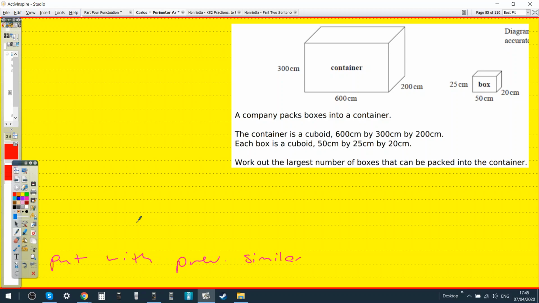Company packs boxes into a container. Work out the largest number of boxes that can be packed into the container.